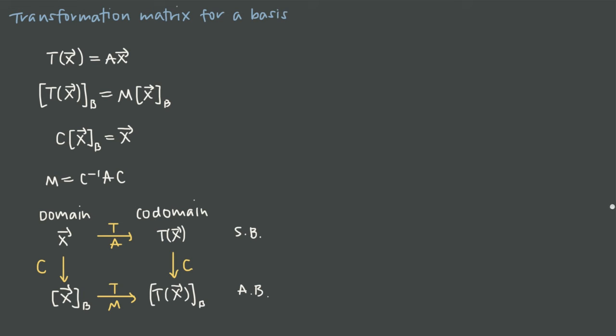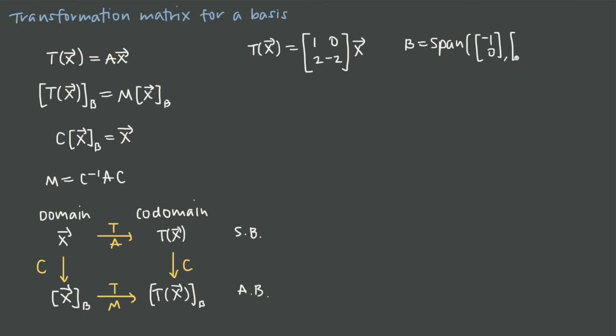So as an example, let's say that we're given some transformation. This transformation is telling us how to transform vectors in the standard basis. And it's given to us as this matrix vector product here. Let's say it's 1, 0, 2, and -2. And so we have the transformation T. And then let's also say that we have the basis B. It's defined, let's say, by the span of just two vectors. We'll call them -1, 0, and 2, -3.